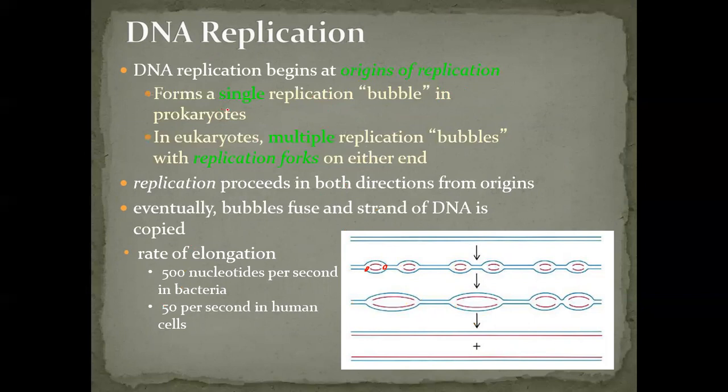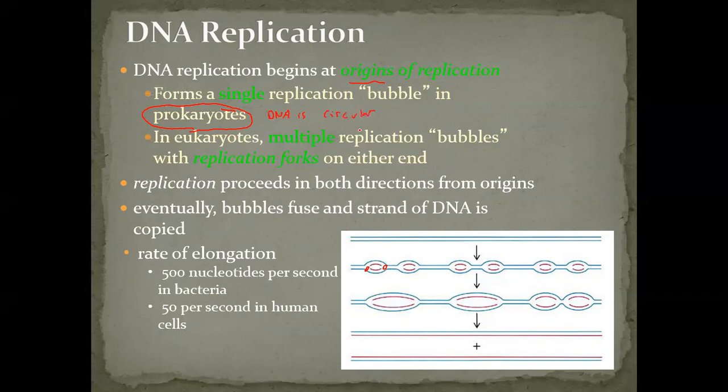Now, DNA replication begins at what's called the origin of replication. So you have helicase moving in either direction. The one thing that is important to know is that in prokaryotic cells, things like bacteria, they just have a single replication bubble. Remember that their DNA is circular.